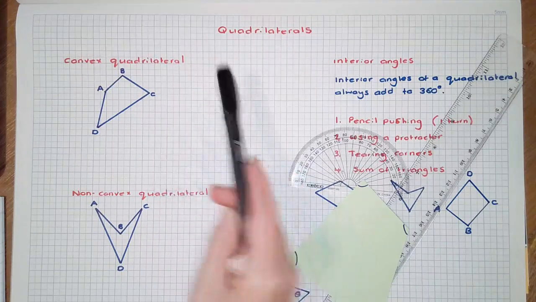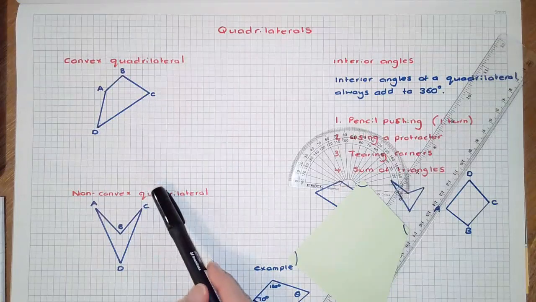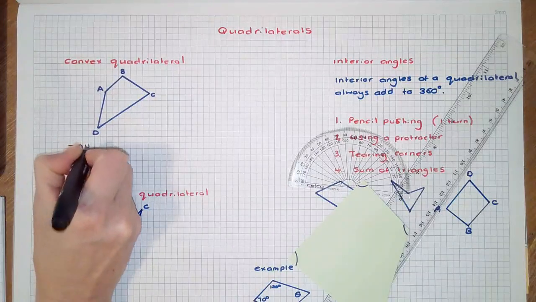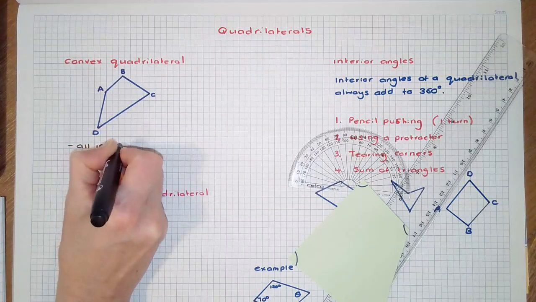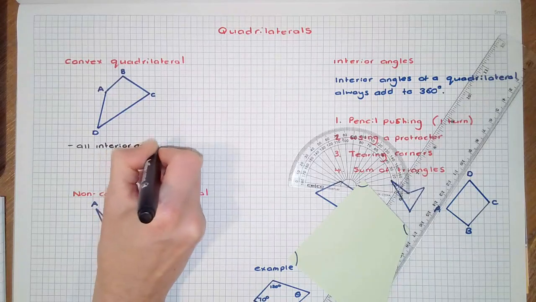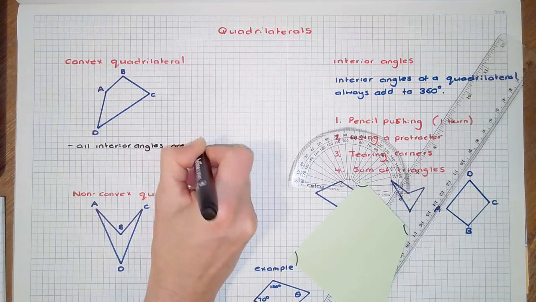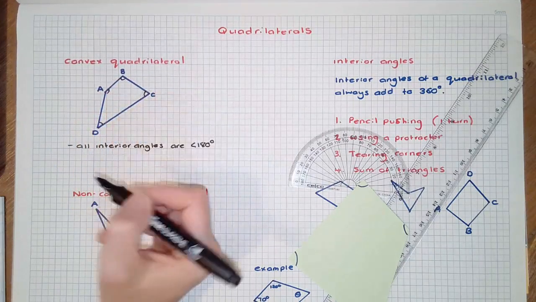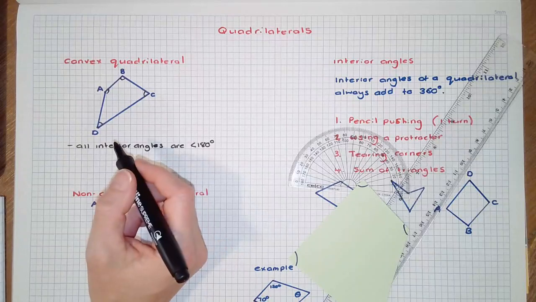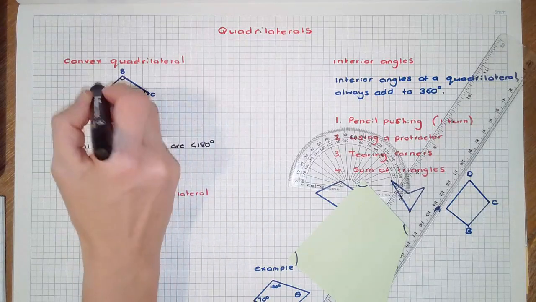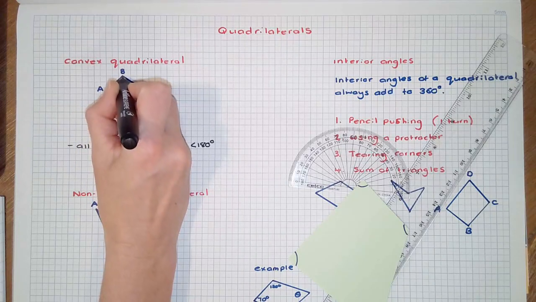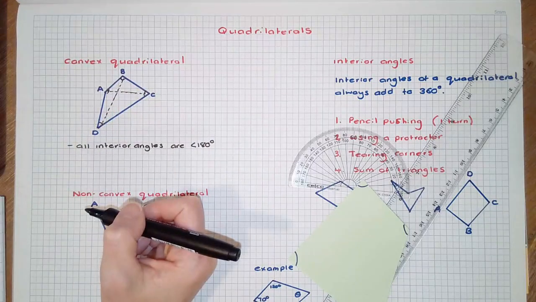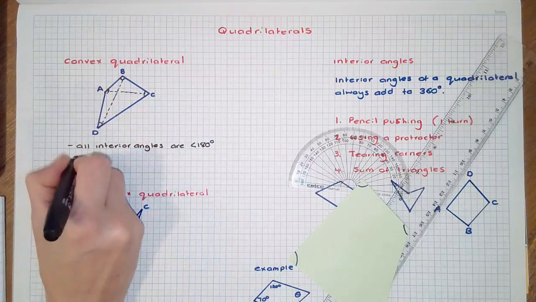There are two types of quadrilaterals, convex quadrilaterals and non-convex quadrilaterals. Convex quadrilaterals are where all interior angles are less than 180 degrees. As you can see in this figure, all interior angles are less than 180 degrees. And both diagonals, that is, if you join opposite vertices, so let's say there and there, both diagonals lie inside the figure.